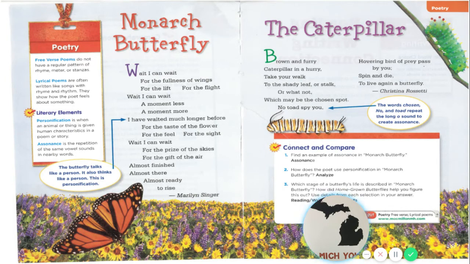Brown and furry, caterpillar in a hurry. Take your walk to the shady leaf or stalk, or whatnot, which may be the chosen spot. No toad spy you, hovering bird of prey pass by you, spin and die, to live again, a butterfly. Christina Rossetti. Comment. The words chosen, no, and toad repeat the long O sound to create assonance.